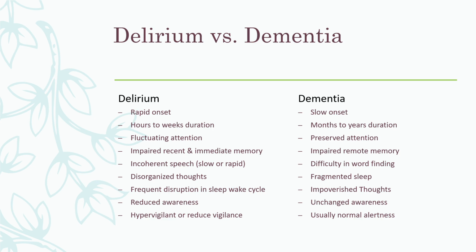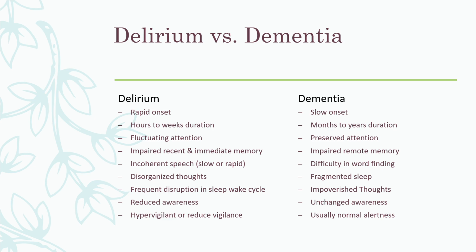Usually there's more stability in the time and the decline that you're seeing with dementia. There's months to years in duration, okay? Attention's pretty preserved. For the most part, they can pay attention, depending again on the stages, but attention is not as fluctuating as with delirium. Impaired remote memory, difficulty finding words, fragmented sleep. Maybe tonight they slept 2 hours and had trouble going to sleep, or trouble staying asleep, or was up 2 hours and back asleep and up and slept for 4 hours, or one night we had a great night and the next night was horrible.